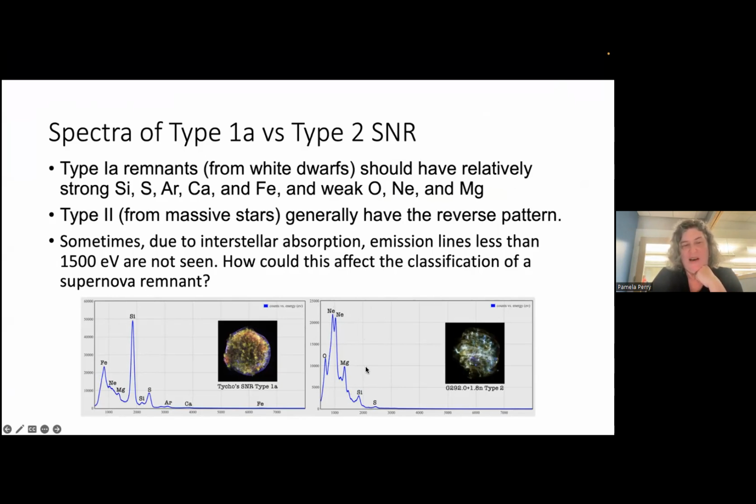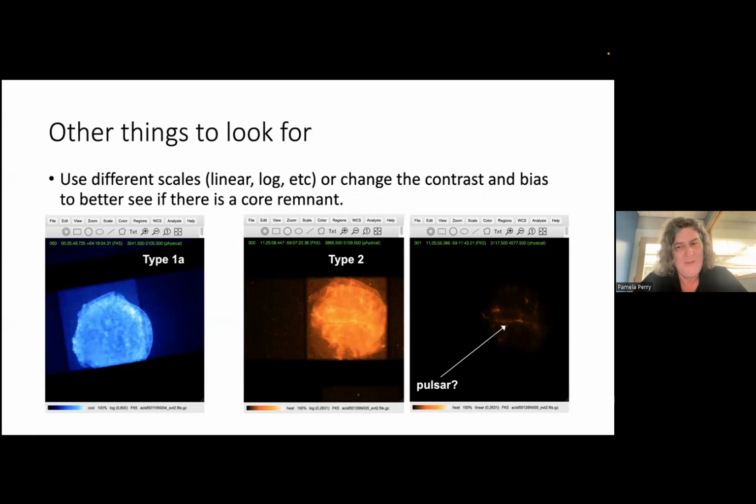Which is what you really want to look at, but you see this oxygen, neon, magnesium signal here is about 1500 electron volts and lower. And sometimes due to interstellar absorption, those are the ones that are actually absorbed and they never actually get to the Chandra X-ray telescope, and they're completely missing. So the problem is, if you see the oxygen, neon, magnesium signal, you can be pretty sure that it's a type 2. But if it's missing, you don't know if it's missing because it's a type 1A or it's missing because those were absorbed and it never even actually got there. So there are other things you can look at. I don't know if you remember before when I was sliding my mouse back and forth and up and down to change contrast and bias.